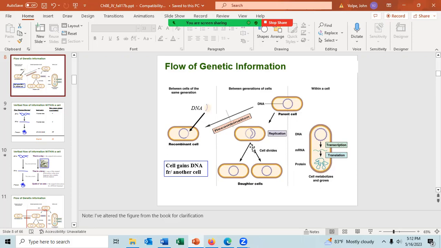We also have the flow of genetic information between cells of the same generation. And you notice I've changed the figure that they give you in the book because I think this is a little not clear when they're going from the DNA from the parent cell, flows by recombination into the DNA of the recombinant cell. In reality, that DNA in the parent cell leaves the DNA, and then it's outside the cell, and then flows into the recombinant cell, which takes in the DNA. And then this cell gains DNA from another cell, and that DNA gain the DNA from this cell. This cell usually dies, by the way, when it loses its DNA. All right, any question about the flow of information within a cell, between generations of cells, or between cells of the same generation?